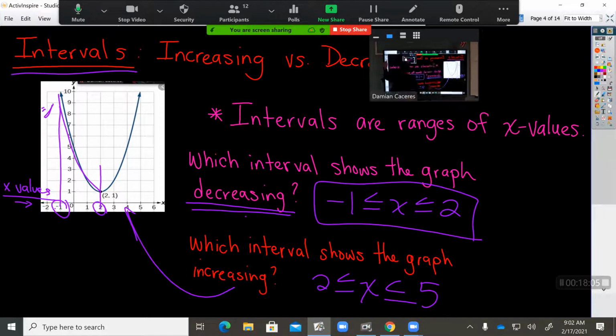Now let me use a different color. Now between 2 and +5, what's happening to this graph? Is it going up from left to right or down? Up. That's how we call it increasing. Are you with me? I'm not sure you're with me, so let's see.